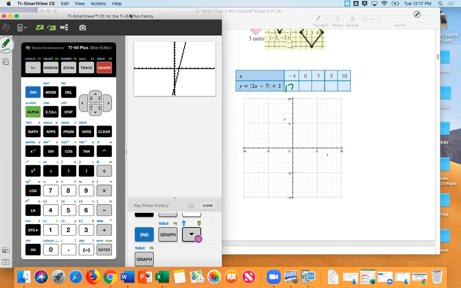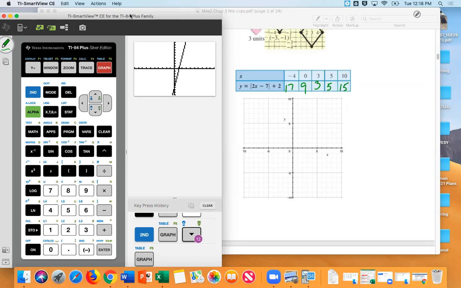0, 2 times 0 is 0, minus 7 is -7. Okay, so the absolute value of negative 7 is 7, plus 2 is 9. 2 times 3 is 6, minus 7 is negative 1. Absolute value of negative 1 is 1, plus 2 is 3. 2 times 5 is 10, minus 7 is 3. Absolute value of 3 is 3, plus 2 is 5. 10, 2 times 10 is 20, minus 7 is 13, plus 2 is 15.